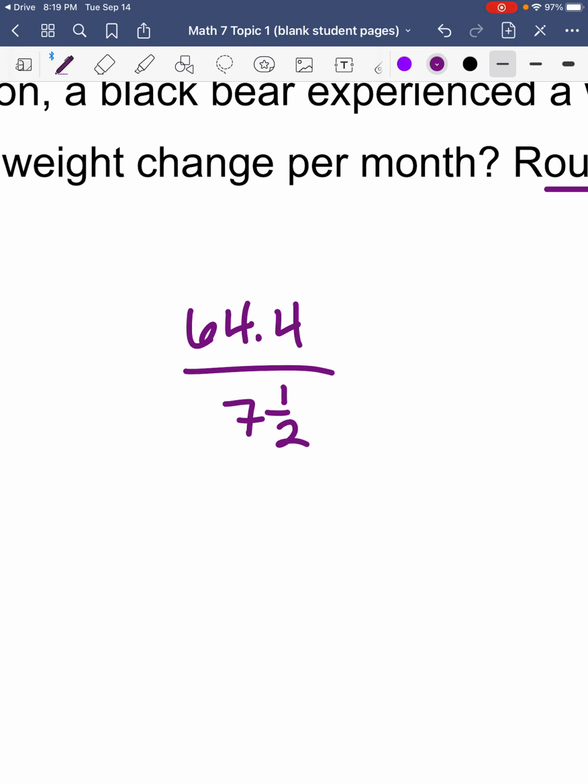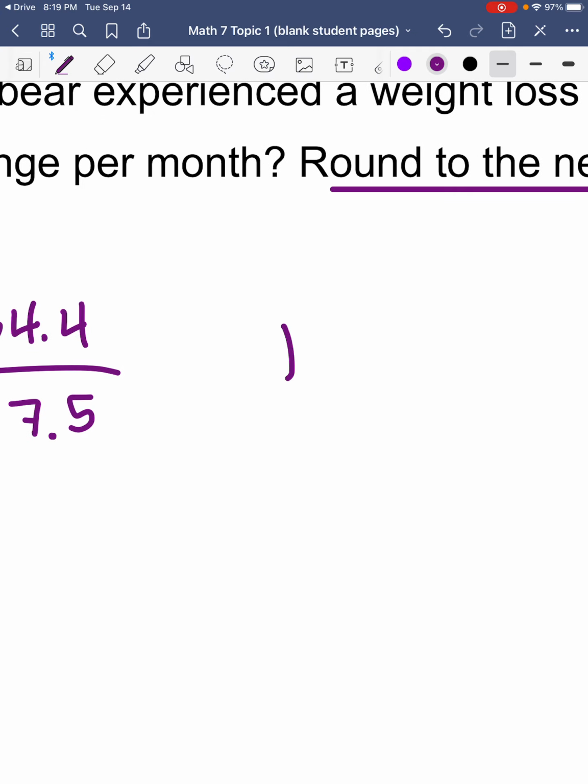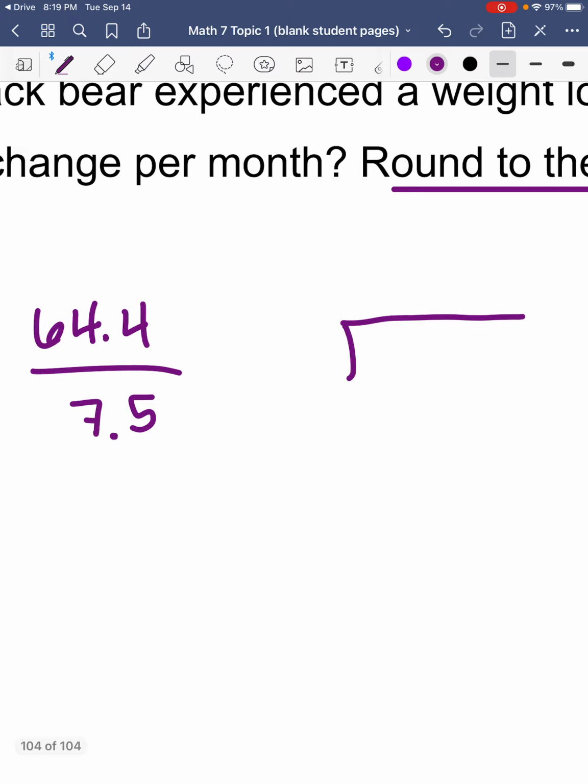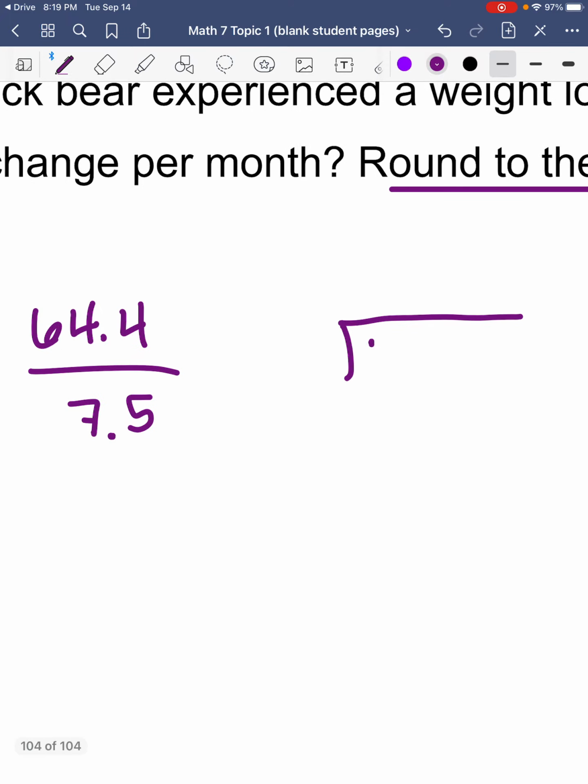Okay, now I could do these as fractions, but 64.4, that's going to give me a really big improper fraction, and so I'm just going to use decimals here. So I'm actually going to change this right here to 7.5. So that's an equivalent decimal. So we have 64.4 divided by 7.5. So when I go to write this ready for long division, which number goes inside? Well, the top number, so 64.4. That means that 7.5 goes on the outside.